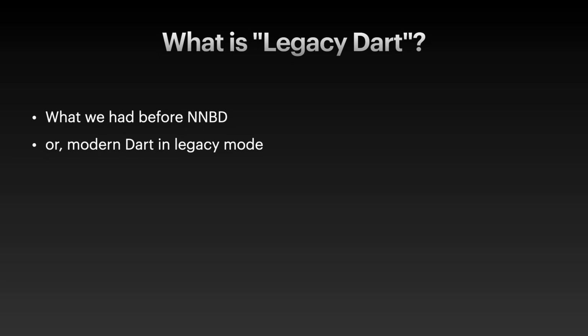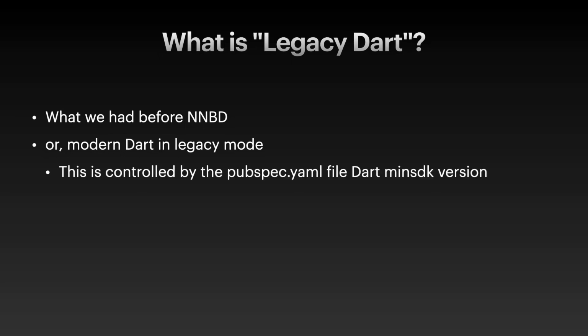Now, modern Dart, the Darts that have come out in the last 6 months or so for the general population, but running in legacy mode. What do I mean by that? Dart chooses whether to operate in modern mode or legacy mode by looking at the pubspec.yaml file and looking at the Dart min SDK version. That's probably the first number or the second number that you'll see scanning down from the top of the pubspec. It's the one that gives the range of 2 dot something up to 3.